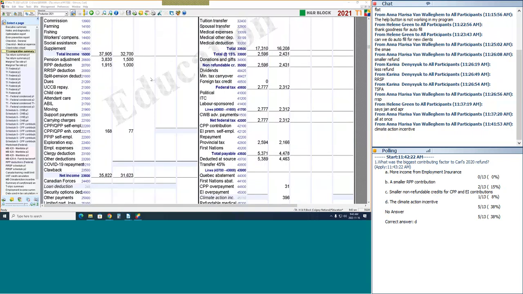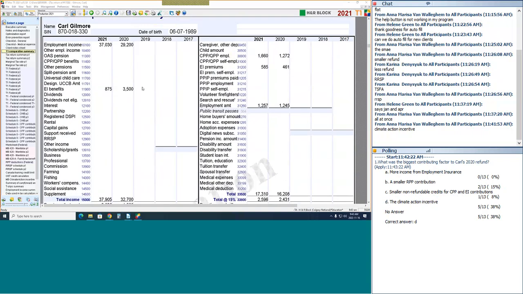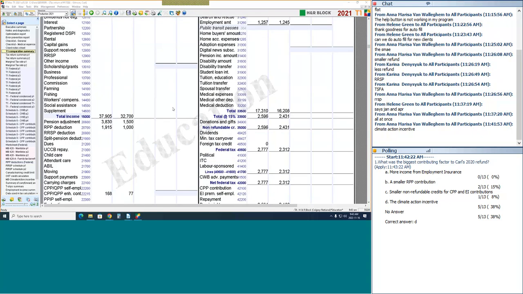Let's talk that through. Is having more employment insurance going to increase your refund or decrease your refund? Generally, it'll decrease your refund. I would expect, if you have less EI, to have a bigger refund the next year. So that's not the right answer. Registered pension plan, same thing. More registered pension plan, bigger deduction. If he had more deductions next year, he should have had a bigger refund, not a smaller one.